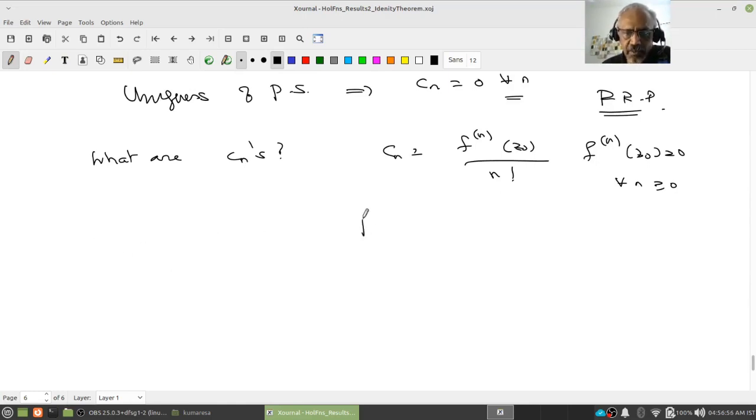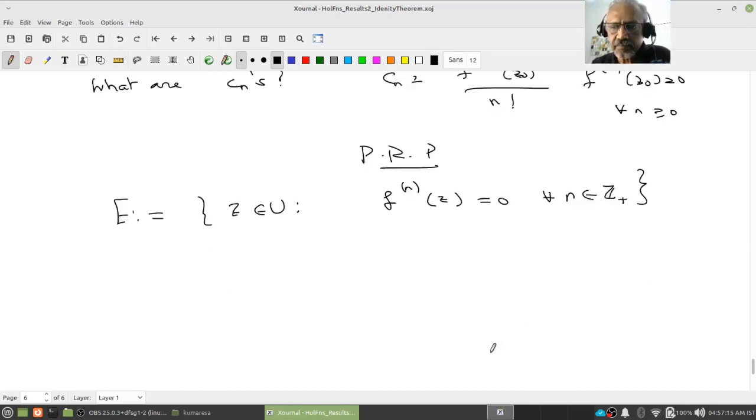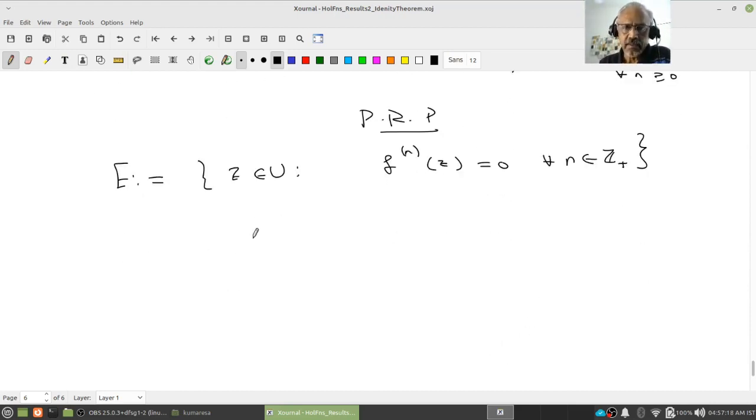So pause, review, proceed. Let us look at E to be the set of z in U so that its nth derivative at z is 0 for all n in Z plus. Right? So this is non-empty. Why? z0 belongs to E; just now we proved. And notice that E is automatically open. Why is E open?